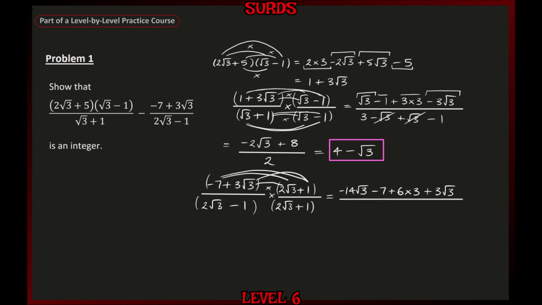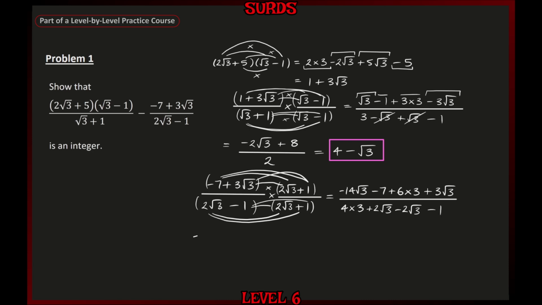In our denominator, we're also going to expand. So 2 root 3 times 2 root 3 gives us 2 times 2, which is 4, and root 3 times root 3, which is 3. So 4 times 3. 2 root 3 times 1 is plus 2 root 3. Minus 1 times 2 root 3 is minus 2 root 3. And minus 1 times 1 is minus 1.